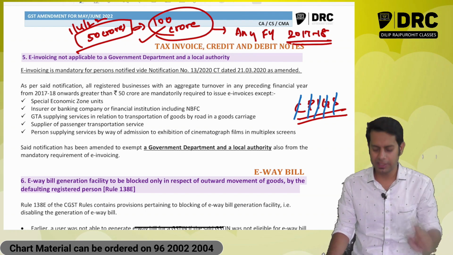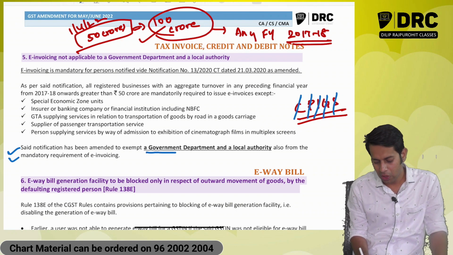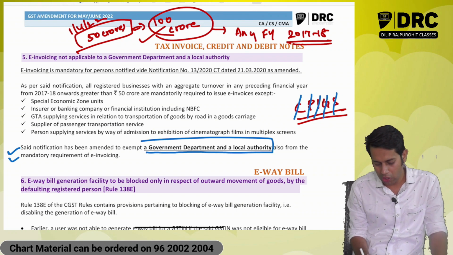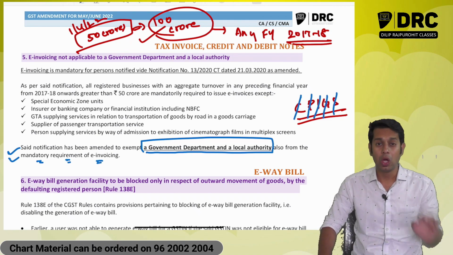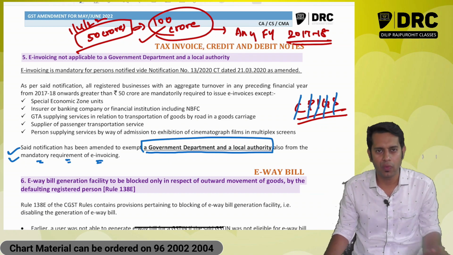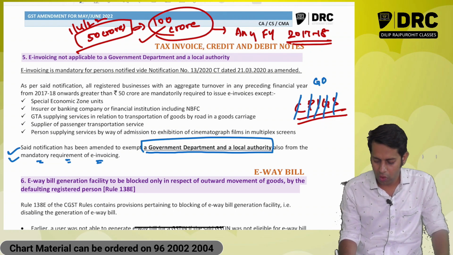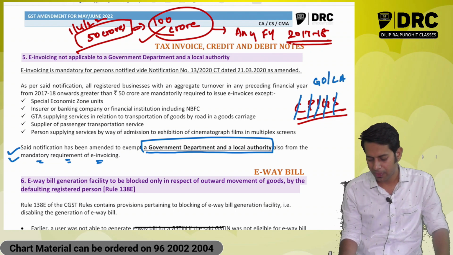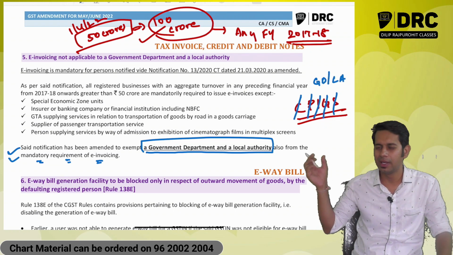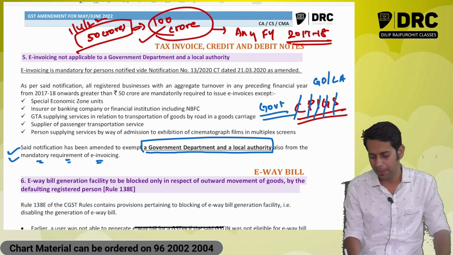Now one more addition is there. The said notification has been amended to exempt government departments and local authorities also from the mandatory requirement of e-invoicing. So now government departments as well as local authorities are not required to do e-invoicing. They don't have to follow the e-invoicing provision. So now the memory technique has changed to Government CPICs.